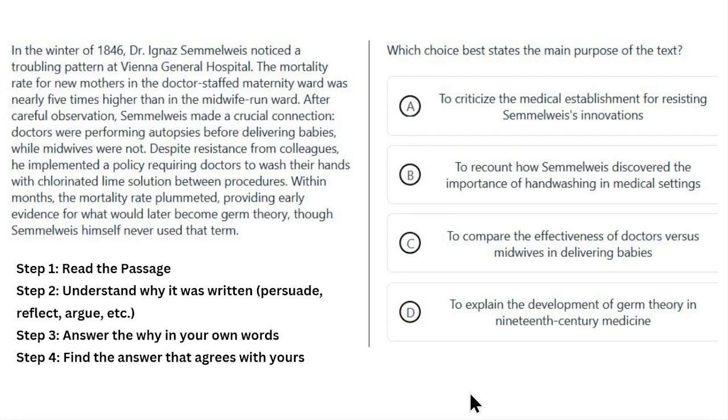So it's not C. D, to explain the development of germ theory in the 19th century medicine. This one almost seems right, as it's kind of the start of germ theory, but I don't think this is the point of this passage. From how he wrote it, just explaining detail this specific event, it's more just talking about how Semmelweis discovered the importance of hand washing, and even though that led to germ theory, this is not really about the development of germ theory. So B is the correct answer.